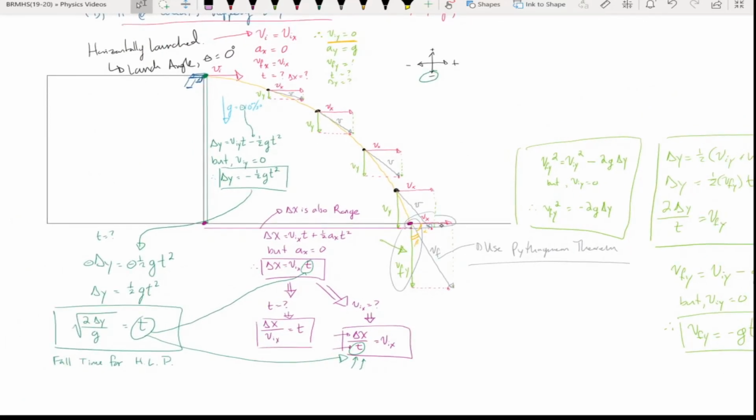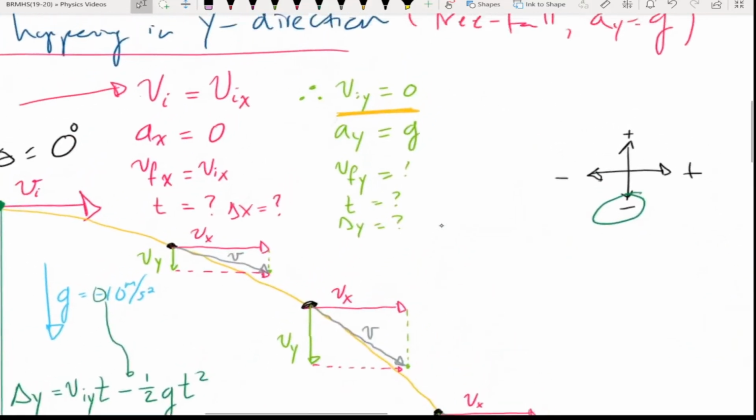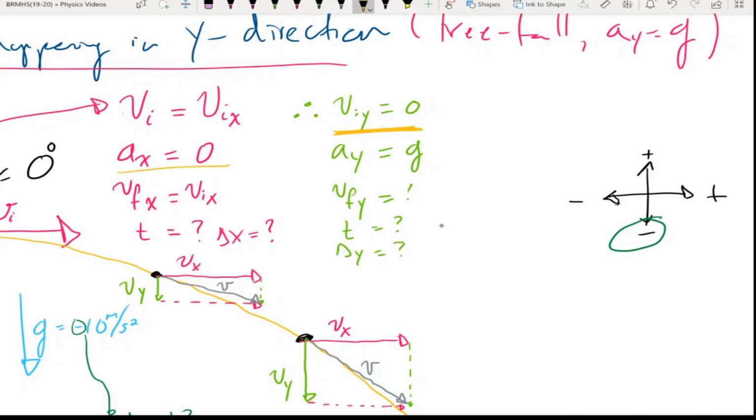We've looked at some of the most important things. This is just for horizontally launched projectiles. So you notice that the launch angle here is 0, and that means not only is this true, this is always true, I just boxed ax equals 0, that's always true for projectiles.